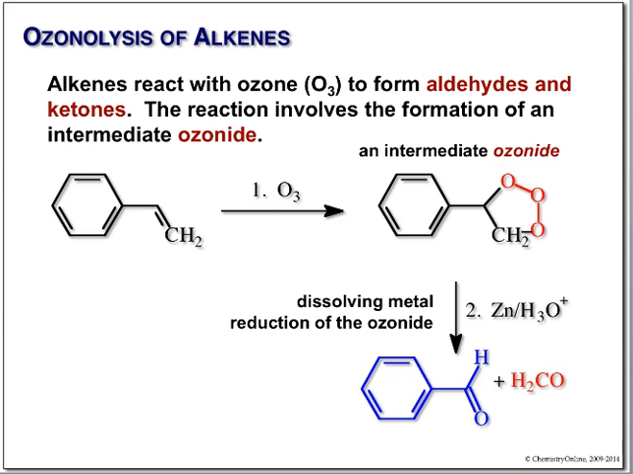Now, how do you predict what you're going to get here? All you do is go back to your starting alkene. Draw a dotted line through it. Each of the alkene carbons is going to be a carbonyl. That's all you have to do. So here we have benzene ring, carbonyl, and here we have CH2, carbonyl.